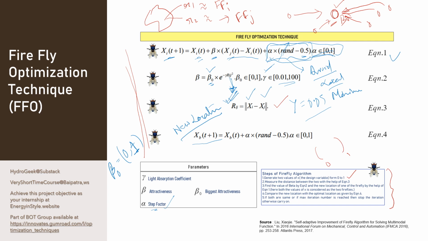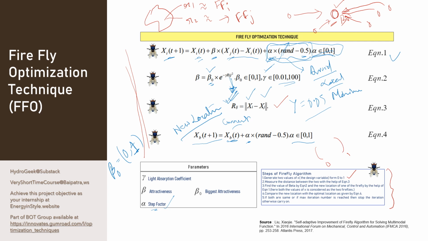So to find this optimal solution, just put this equation. This is xb, the location of the brightest firefly at the iteration t, current location or old location, whatever you may say. T, as you know, is the iteration. T is the current iteration or old iteration. T plus 1 is the new iteration or next iteration. So this is alpha. This is again the step factor, same as the earlier one in equation 1, multiplied by random function, the same as this random function, minus 0.5. And here also alpha belongs to 0 to 1. There also alpha belongs to 0 to 1.